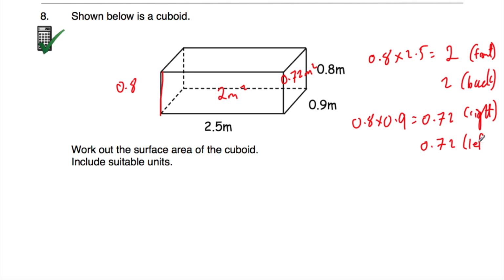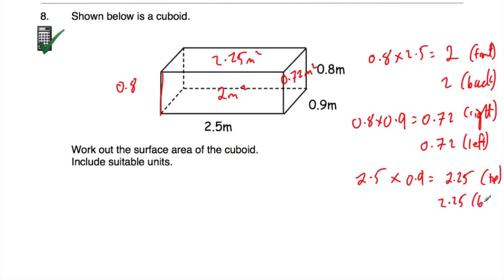So we've now got the area of the front, the back, the right and the left hand side of the cuboid. Now let's finally get the area of the top and the bottom of the cuboid. So in terms of the top, we've got 2.5 meters times 0.9 meters because it's got a length of 2.5 meters. The width of it is 0.9. So if we do 2.5 times 0.9, that'll give us the area of the top of the cuboid. So 2.5 times 0.9 is equal to 2.25. So that's 2.25 meters squared. So that's the area of the top of the cuboid and the bottom as well.